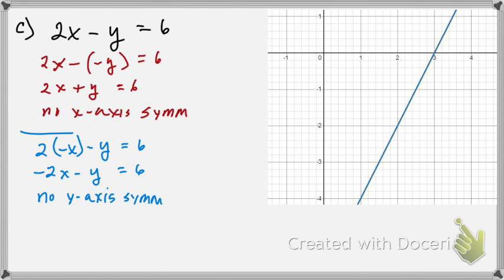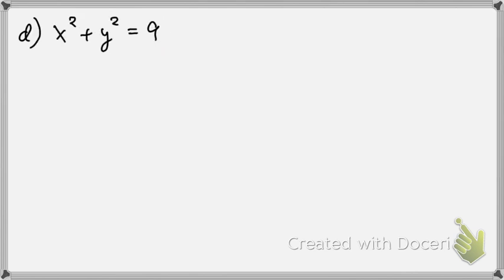The only kind of straight line that you would have any kind of symmetry with would be either a vertical or horizontal line, right? A vertical line would have x-axis symmetry and a horizontal line would have y-axis symmetry. But this one definitely has neither. Maybe another example?